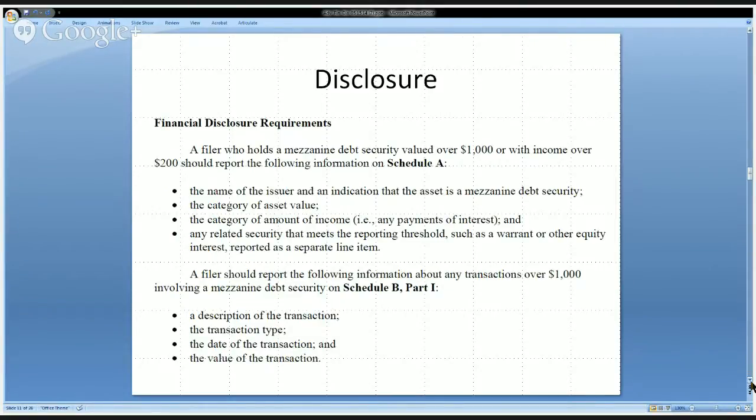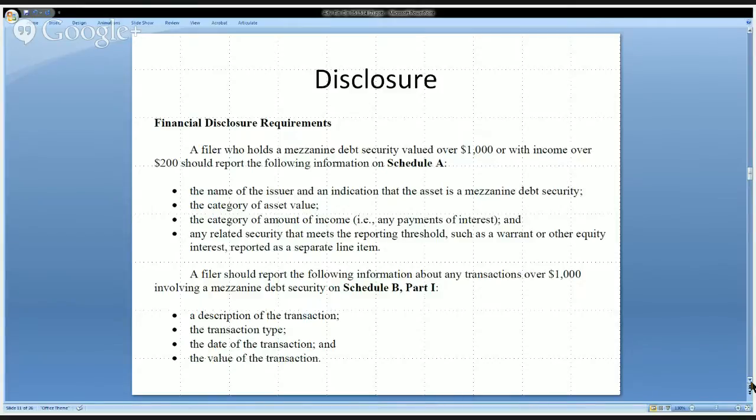So this is another case when we want to make sure that we have completeness. That's right, Patrick. If we don't know that it's a mezzanine debt security and we don't ask, then we could have some problems later on. We also need the category of the asset value. We need any income from it and the type, which is usually going to be interest payments.